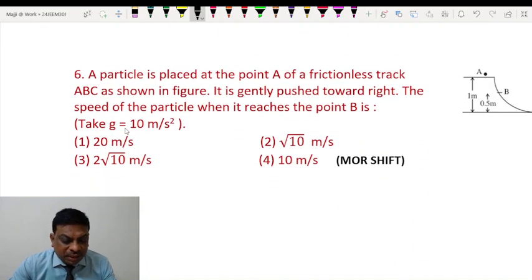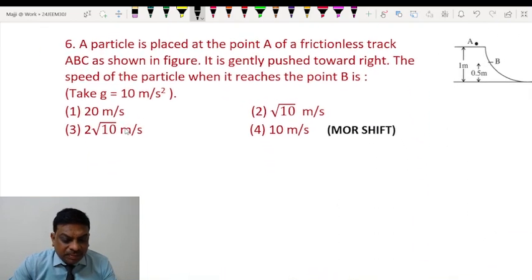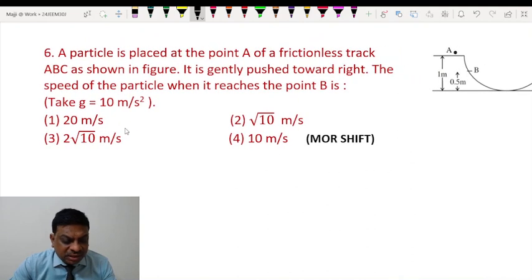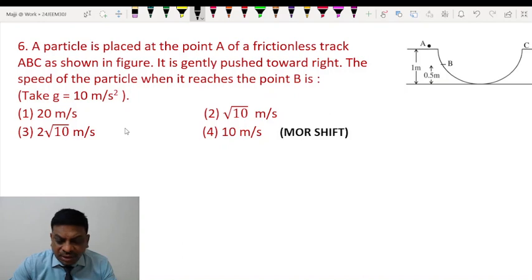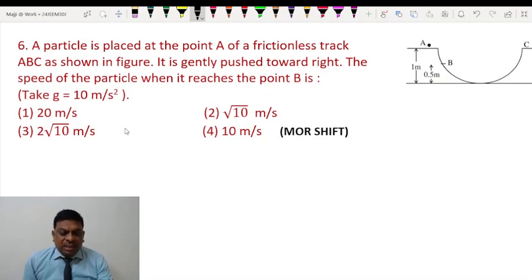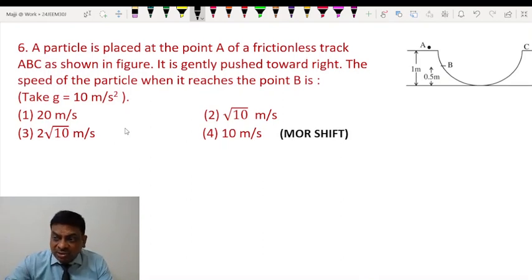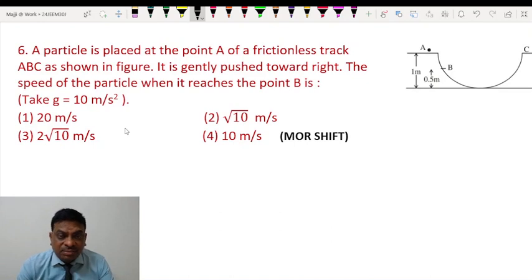Then moving to the next question. The particle is placed at point A of a frictionless track ABC as shown in the figure. This is the figure, students, you can see. It is gently pushed towards the right. The speed of the particle when it reaches point B is... I am sorry, students, this question is from the next chapter, that is work, energy and power. So by mistake I have taken this. Anyway, we will proceed with this.